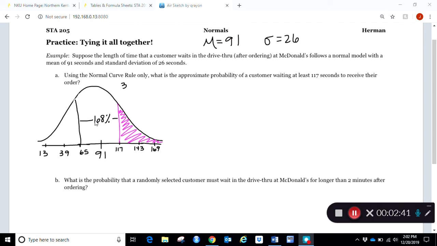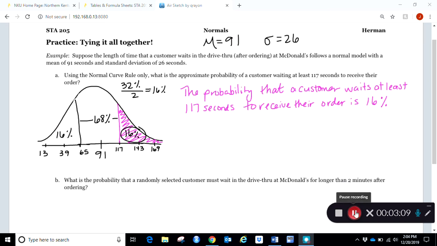So if I take that 32% that I have left, but I have two different spots that it could go between, and I divide that by 2, I'm going to get that there's 16% in this piece as well as in this piece. So now I already have my answer. My answer is going to be 16%. The last thing I need to do is interpret this probability. So then I can say that the probability that a customer waits at least 117 seconds to receive their order is 16%.